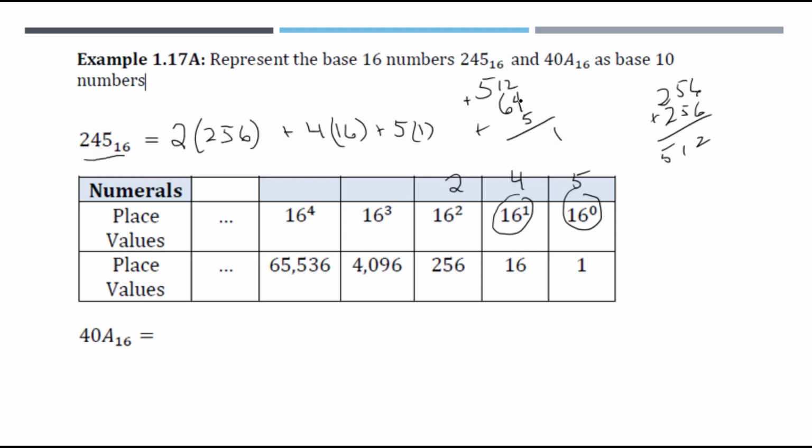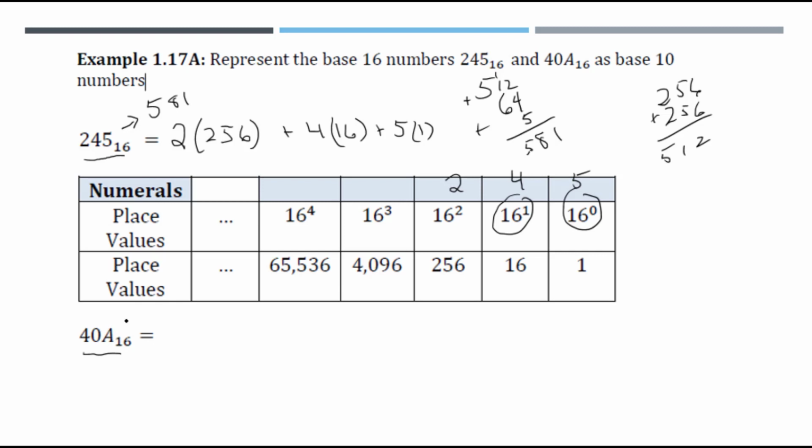See what I'm doing here? You know how to do this, but I'm trading in 10 ones for 1 10. Right? That's what I'm doing. 6, 7, 8, and 5. So 245 base 16 is the number you know as 581. So let's do one more here.